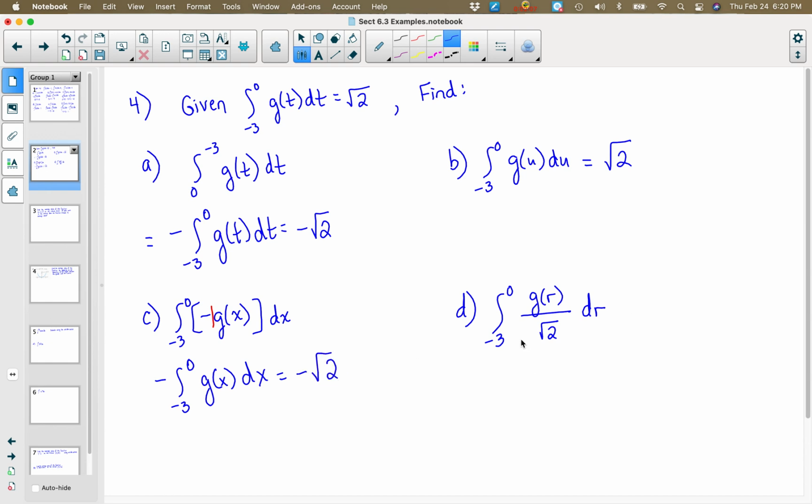And then for this last one, notice that it's the integral from -3 to 0. And again, they've changed the variable. G of r dr doesn't matter. They've changed the variable each time, and it doesn't matter. That's what's meant by that idea of a dummy variable. This is a constant. I'm multiplying by 1 over root 2, so I'm going to pull that out. The integral from -3 to 0, G of r dr. So this part here is just the square root of 2, so I get 1 over root 2 times root 2, so we just get 1.